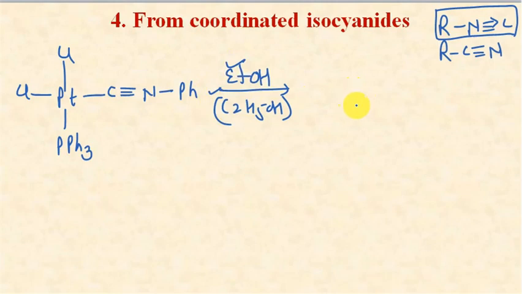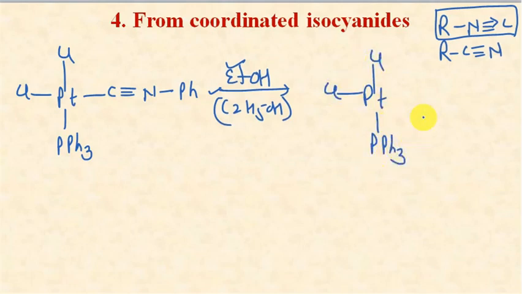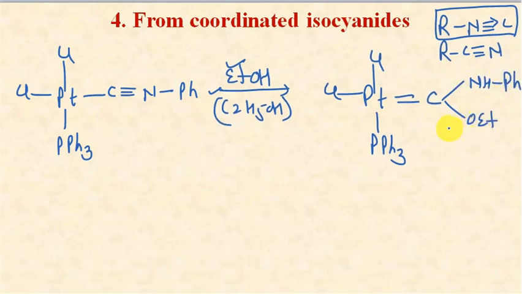The final product which we will get is Pt, platinum, Cl, Cl, this is the triphenylphosphine substituent, and now we have a platinum carbon double bond. Here on one side we have this NHPh substituent, and on the other hand side we have an ethoxy substituent. As far as the electron count is concerned, here we have 16 electrons and here also we have 16 electrons.